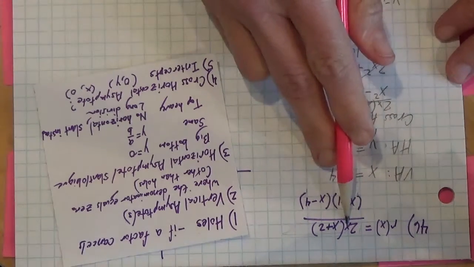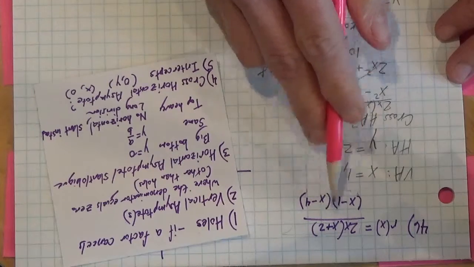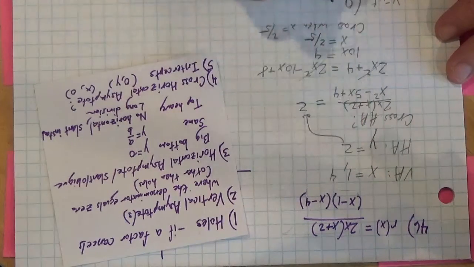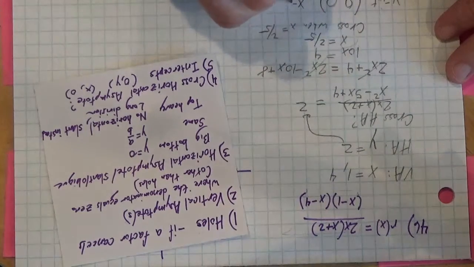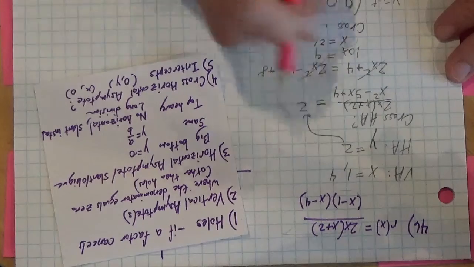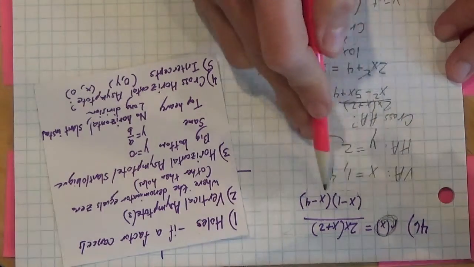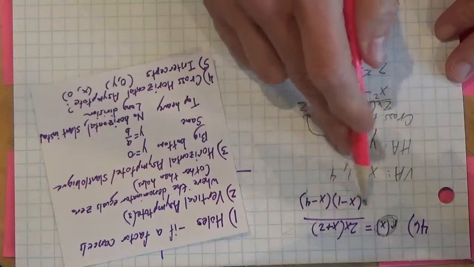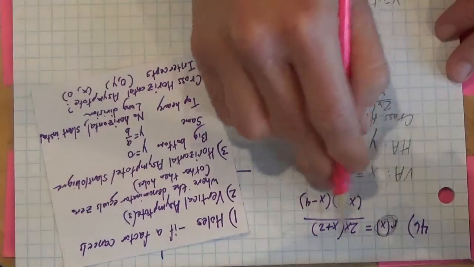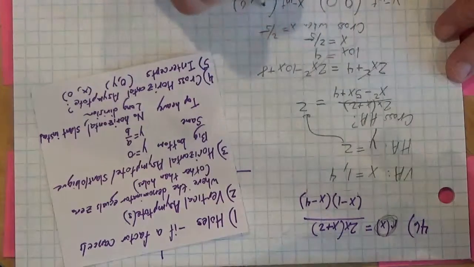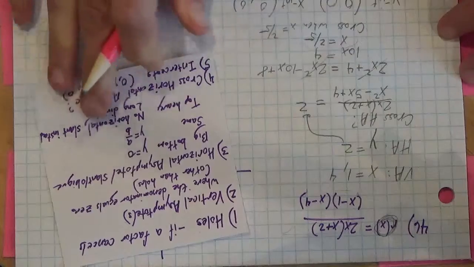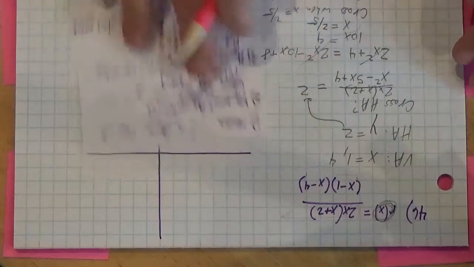So when the x is 0, the top will be 0 times 2, which is 0, and the bottom is -1 times -4, which is not 0, so it's just 0, 0. And then the x-intercept is when the y is 0. So if the y were 0 and you cross-multiplied, 0 times that would end up being 0, and then it would be wherever the top is 0. So at 0, and when x is -2. Alright, so we plot what we've got.